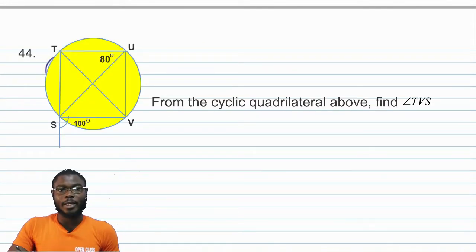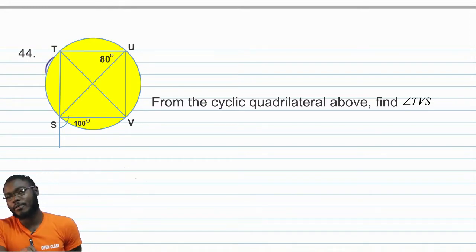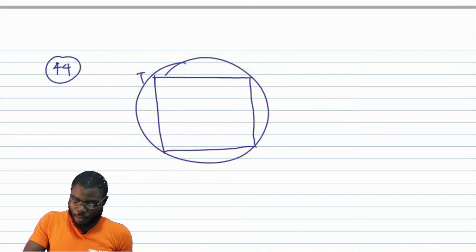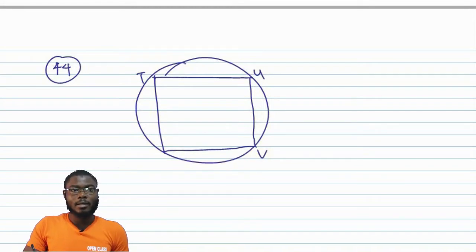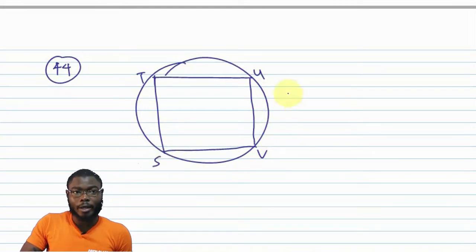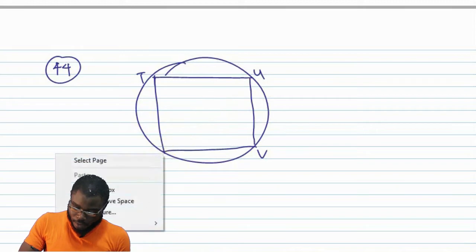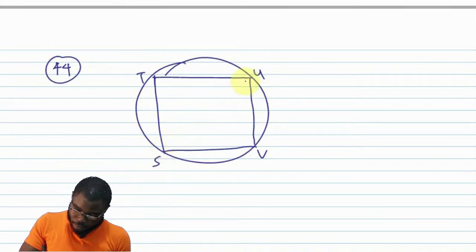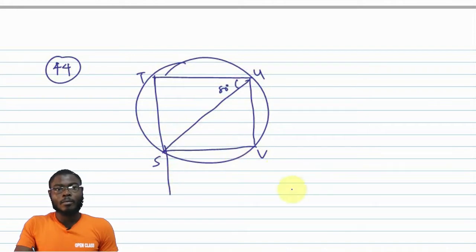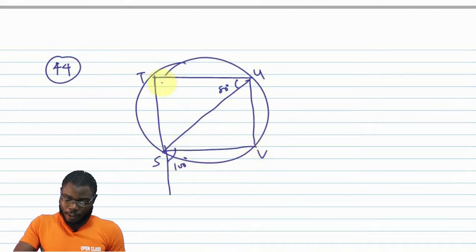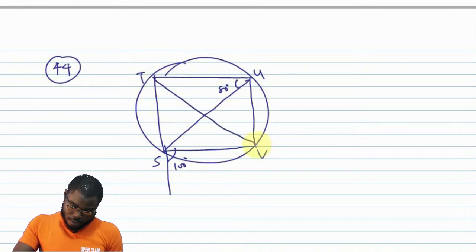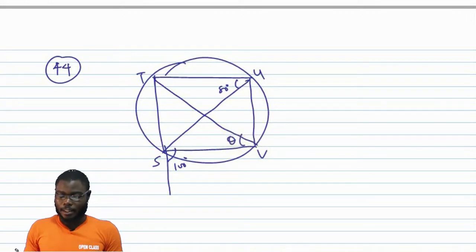So question number 44: from the cyclic quadrilateral above, find angle TVS. So we have TUV. We are asked to calculate TVS. So this is S. You have this to be 90. We have this to be 80 degrees, and this is a straight line. So this is 100 degrees, like that. What we are looking for is this angle TVS, the angle in question.